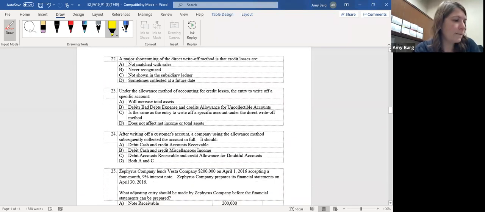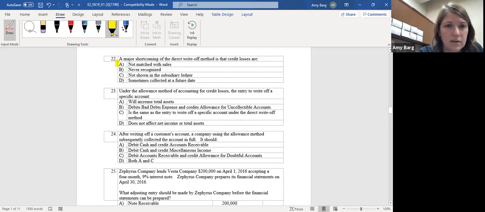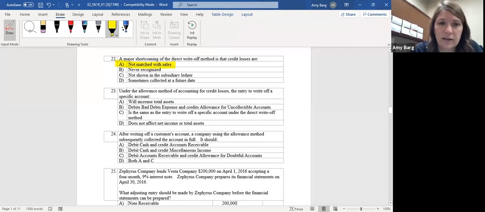All right. A major shortcoming of the direct write-off method is that credit losses are... So the big problem with the direct write-off method is that there's no matching. It's not that they're not recognized, and it's not that they're not shown in the ledger, and it's not that they're sometimes collected at a future date. It's that the matching principle is violated. Accountants really like that matching principle, and when you violate it, they get very grumpy about it. So that's the big problem with the direct write-off method, it's not matched with sales.